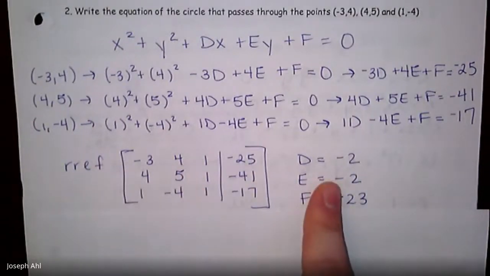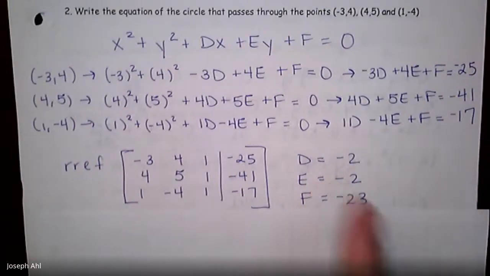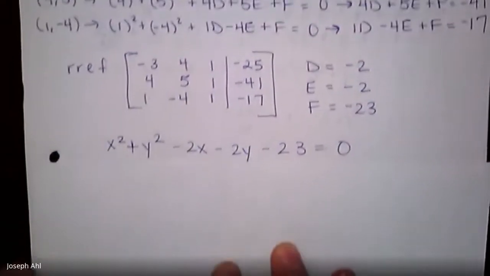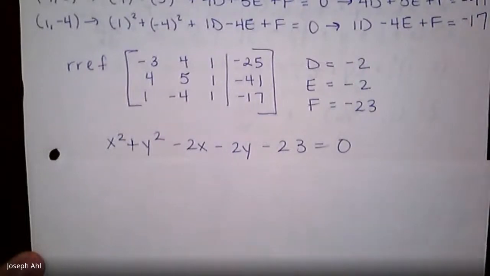Hopefully, if you're able to do that correctly. If you don't remember or if you forgot how to do that step, just rewind the video to what I showed you how to do on the calculator. Here are the values for D, E, and F. So that's what it looks like in general form.